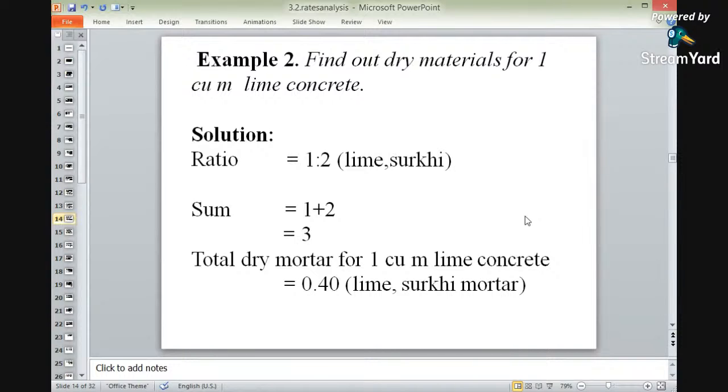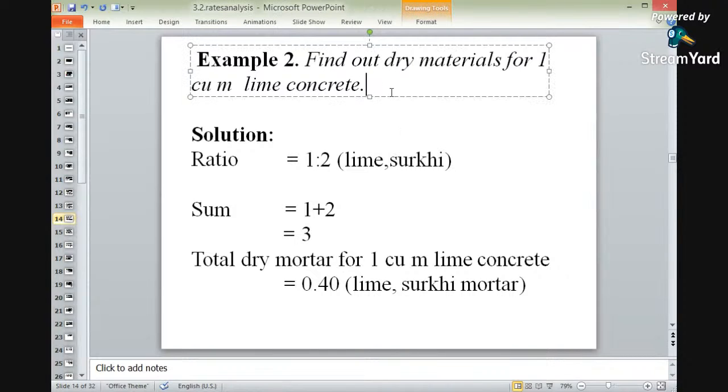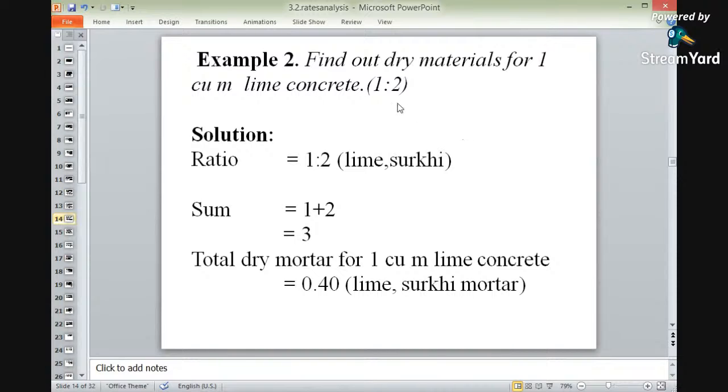Again, find out the dry materials for 1 cubic meter of lime concrete. Here for lime concrete, the ratio has been given as 1:2. So find out the dry materials for 1 cubic meter of lime concrete. Here the ratio is 1:2, that means 1 stands for lime and 2 stands for surki.